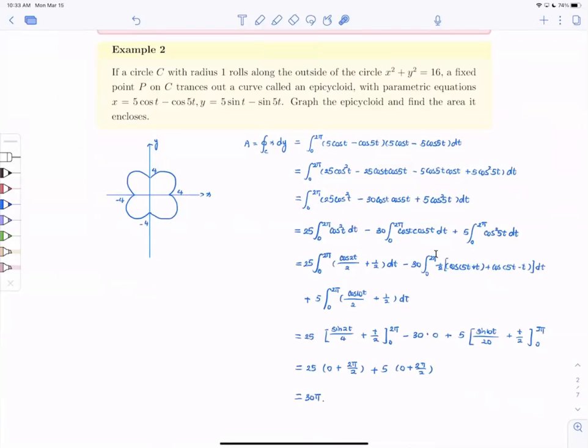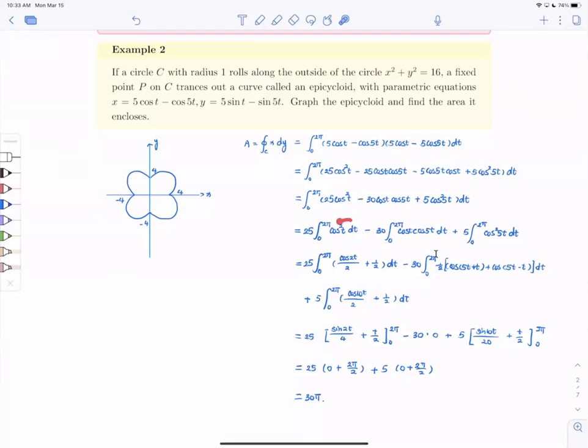Simplify that, it's going to be 25 cosine squared t minus 30 cosine t cosine 5t plus 5 cosine squared 5t dt. And now I split them out because each of those integrals is pretty hard to calculate already. So I split them out, factor out the constant, and I got this line.